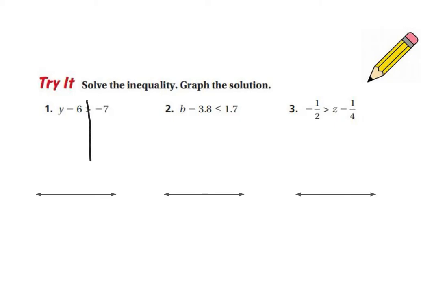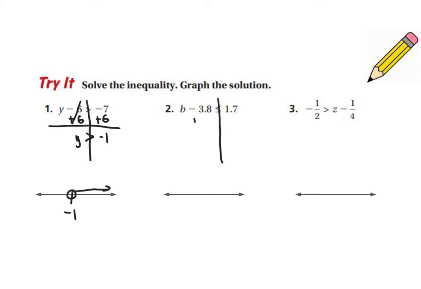For question number 1, order of operations in reverse tells us to undo the minus or the plus. So we're going to add 6 to both sides. Opposites cancel, leaving you with y is greater than negative 1. Your circle will be open because it's not equal to. Your arrow will be pointing to the right. Your value is -1.